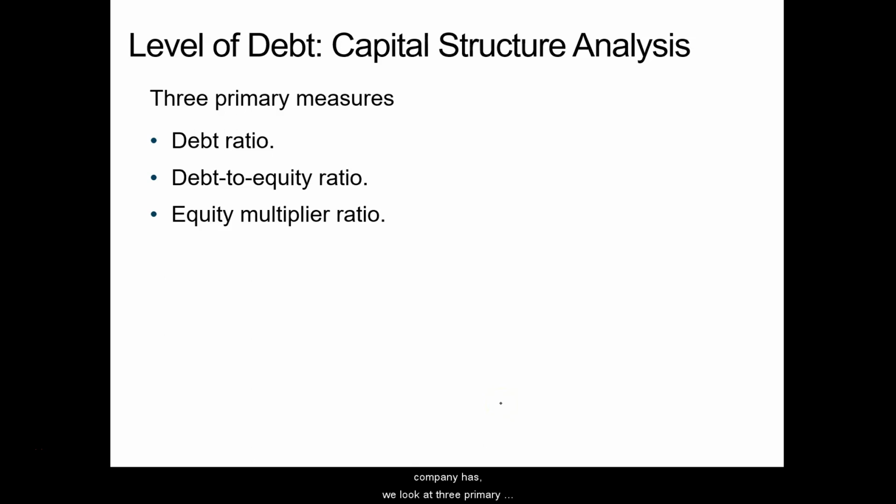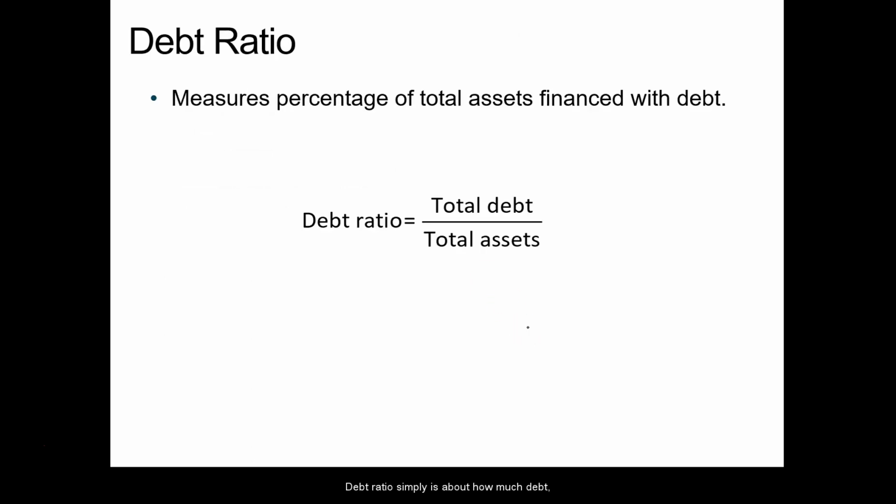To see how much debt this company has, we look at three primary measures: the debt ratio, the debt to equity ratio, and the equity multiplier ratio. Debt ratio is simply how much total debt this company has compared to the total assets they have. So this is the percentage of total assets that is financed with debt.